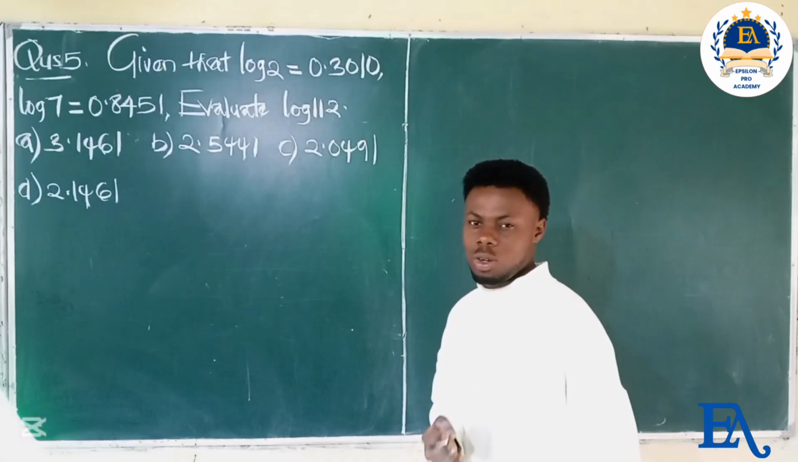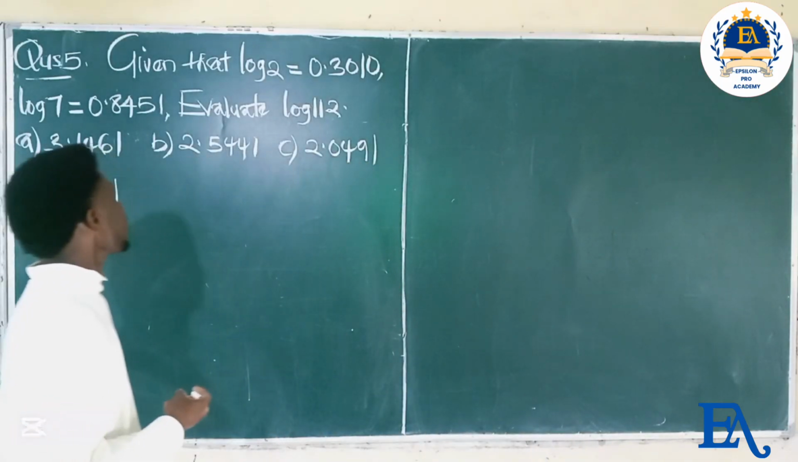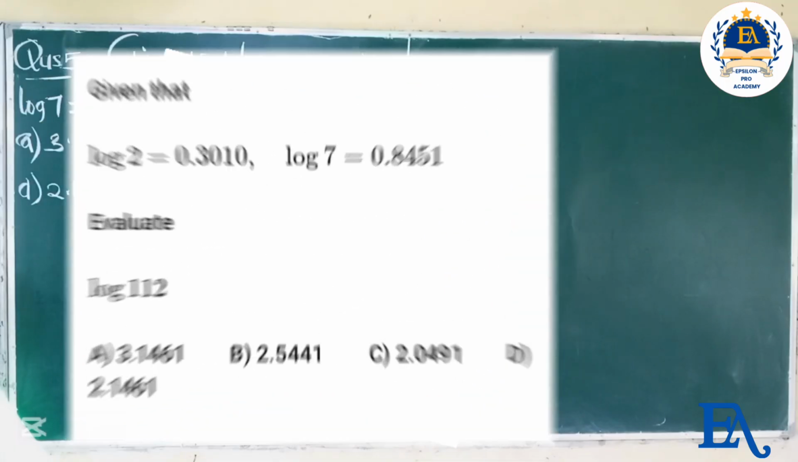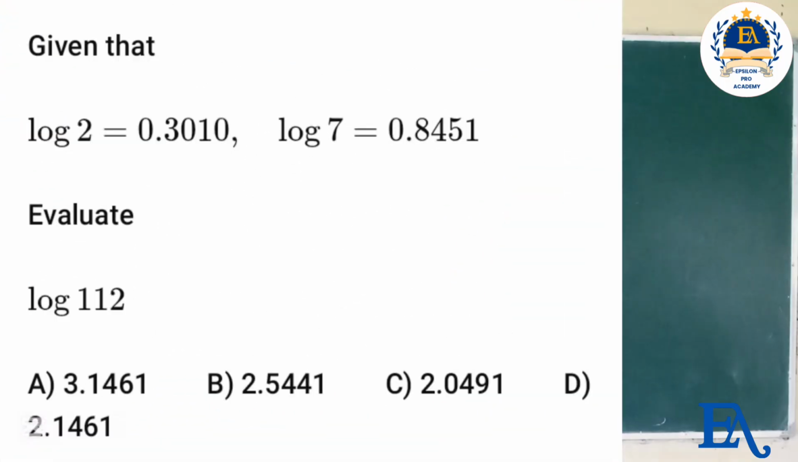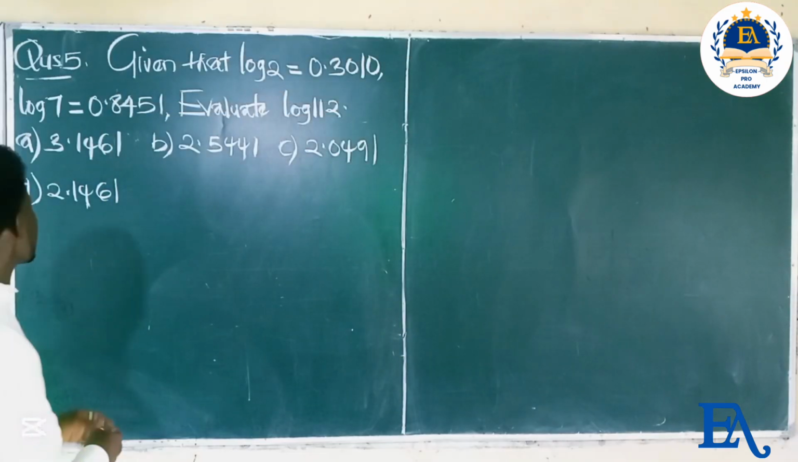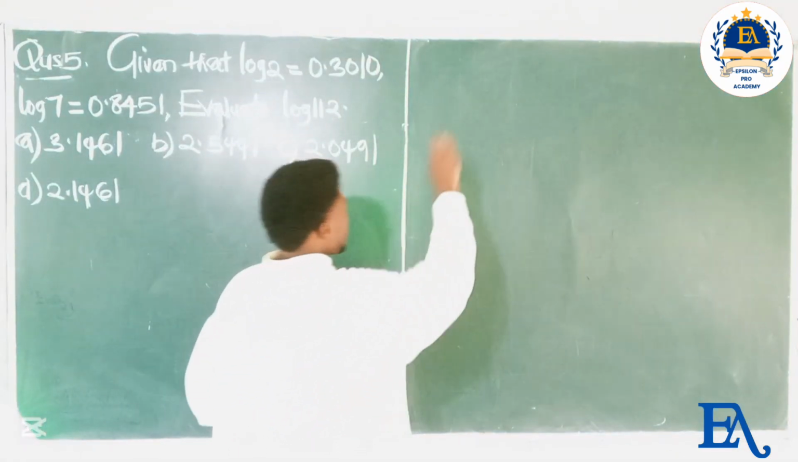Let us consider the next question, question number 5. Under logarithm, given that log 2 is equal to 0.3010, log 7 is 0.8451, evaluate log 112. Option A, 3.1461, B, 2.5441, C, 2.0491, and D, 2.1461. Alright, so let us evaluate log 112.